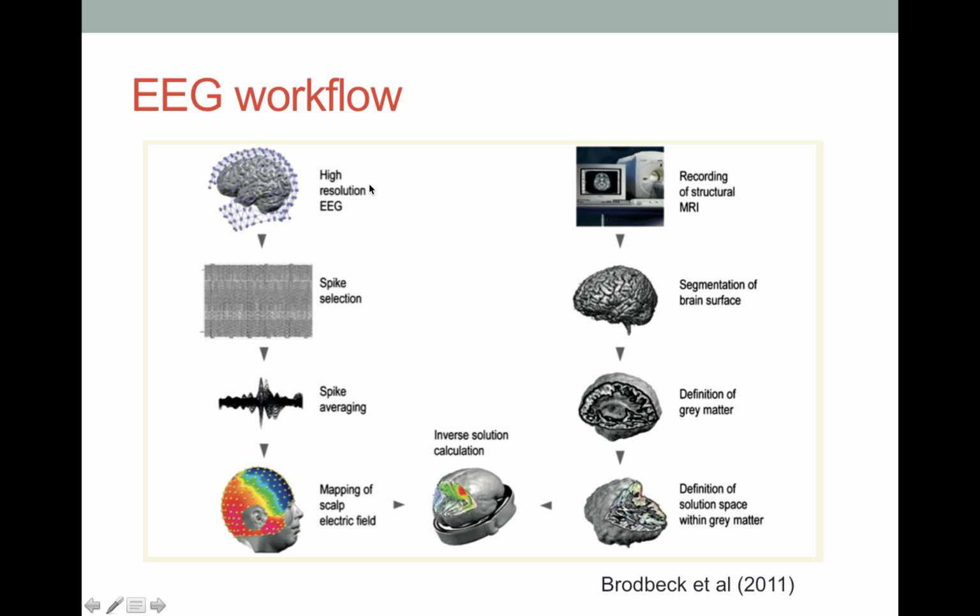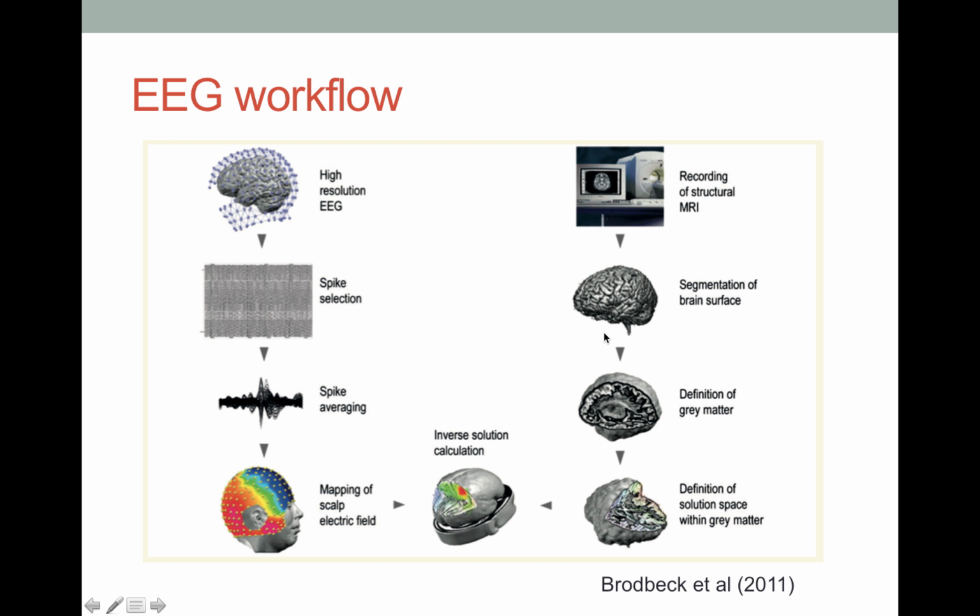So we can see EEG data here and MRI data here. The high-resolution EEG data is first collected, and spikes are manually selected from the EEG data. A 256-channel system was used here. The spikes are then averaged, and the signals are then mapped onto the scalp.